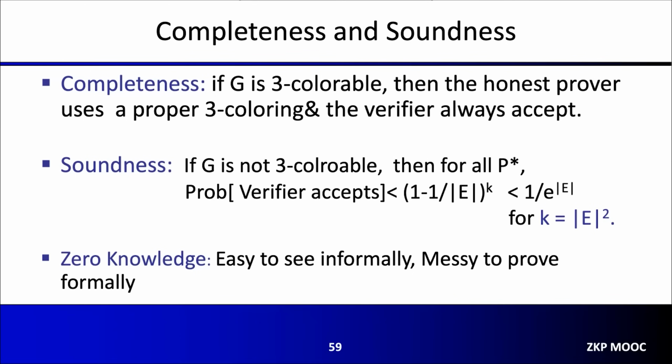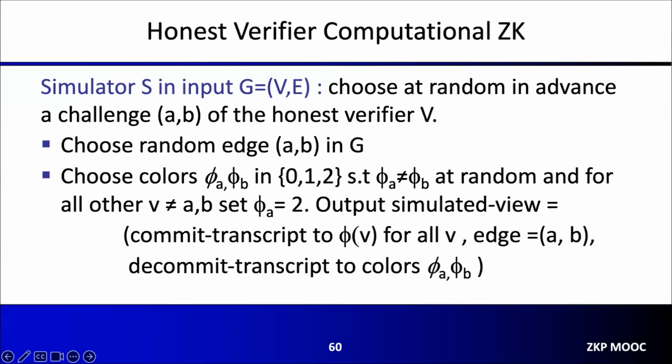Now, zero knowledge, as I said, it's easy to see informally. It's messy to prove it formally. So how do we see it? At least I'll give you some inkling of the proof, and let's do it for the honest verifier. So the honest verifier computational zero knowledge works like this. This is the simulation. The simulation, again, works in a different order.